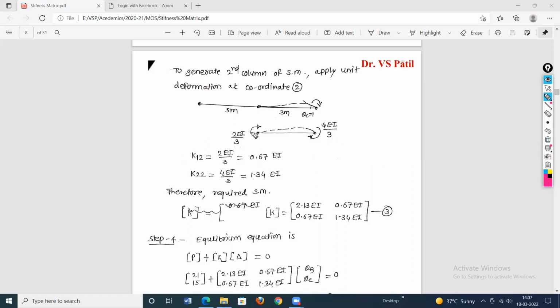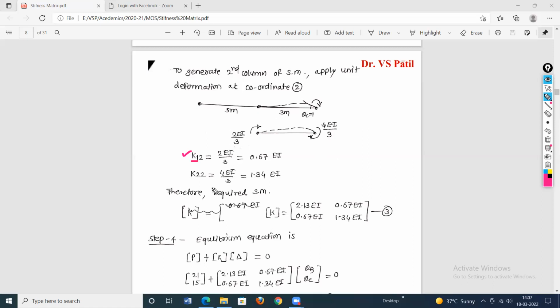So in the figure, it is not shown. It doesn't mean that the resistive couple is not developing. It is developed. Then the first element in the second column is K12. That is stiffness at 1 due to unit deformation at 2.